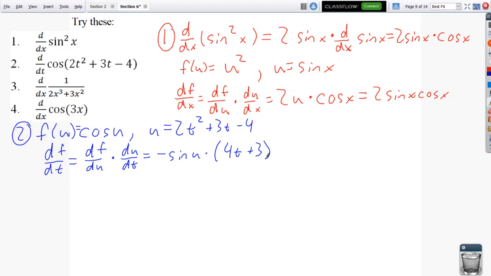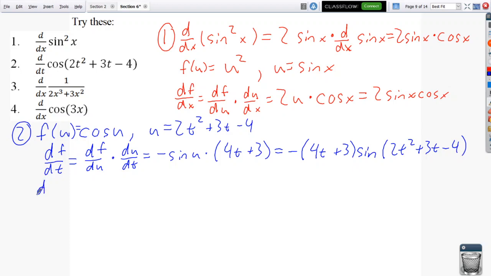Taking it one step further, because I see I've got sine of u and a t, I want the answer to be in terms of t. I'm just going to plug that in for u. So I can have this as, rearranging it a little bit, negative (4t plus 3), I always like to put the polynomial out front, sine of 2t squared plus 3t minus 4. And then I can be done. If I'm doing the f of u and the u kind of thing, that's the way that I want to do it. But again, I personally don't like doing it that way.